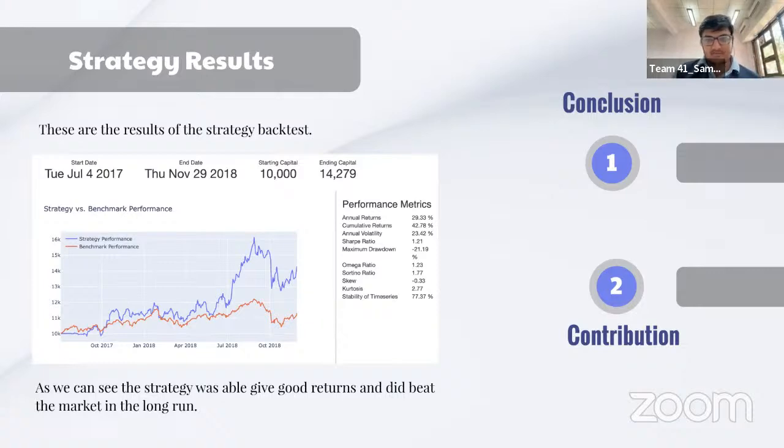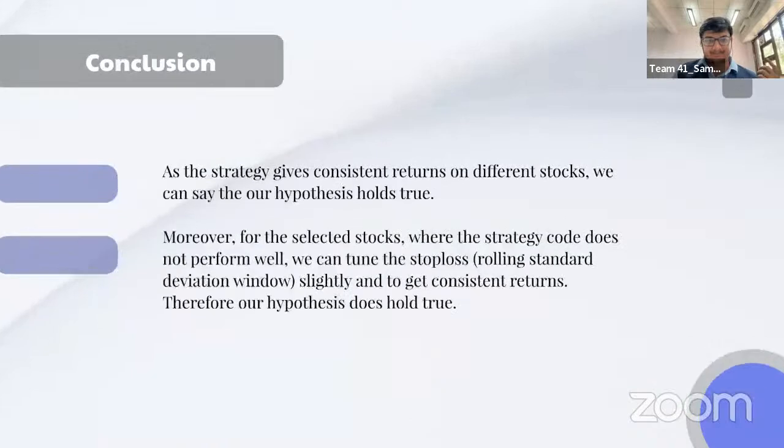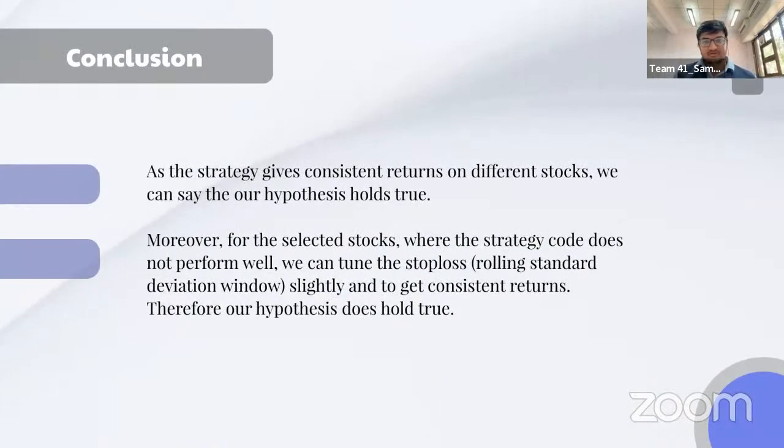So moving on to conclusions. As we can see, the strategy gave consistent returns on different stocks. For stocks where the strategy didn't perform well, we found that we can tune the stop loss rolling window, and essentially scale it across multiple stocks using a dynamic window size, and we were able to get consistent returns and profitability of around 70 to 80%. And from the analysis that Rohit has presented, we can say that the hypothesis holds true.